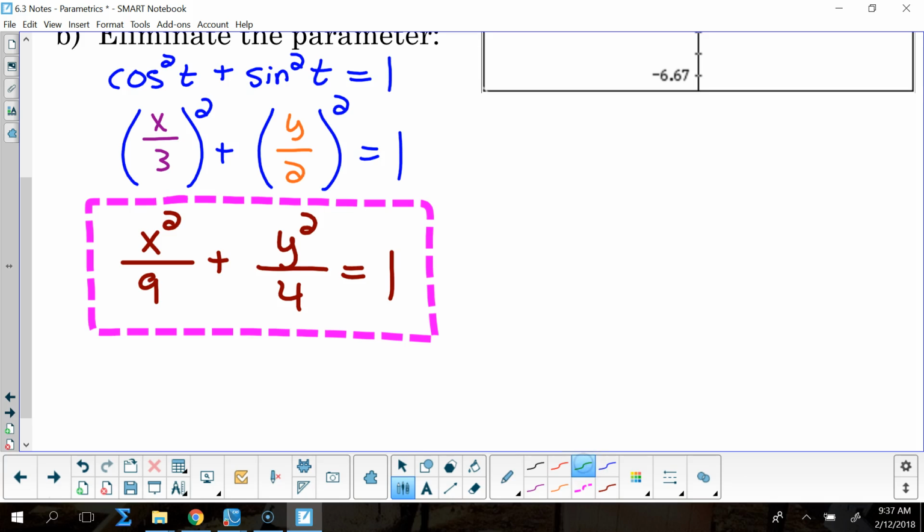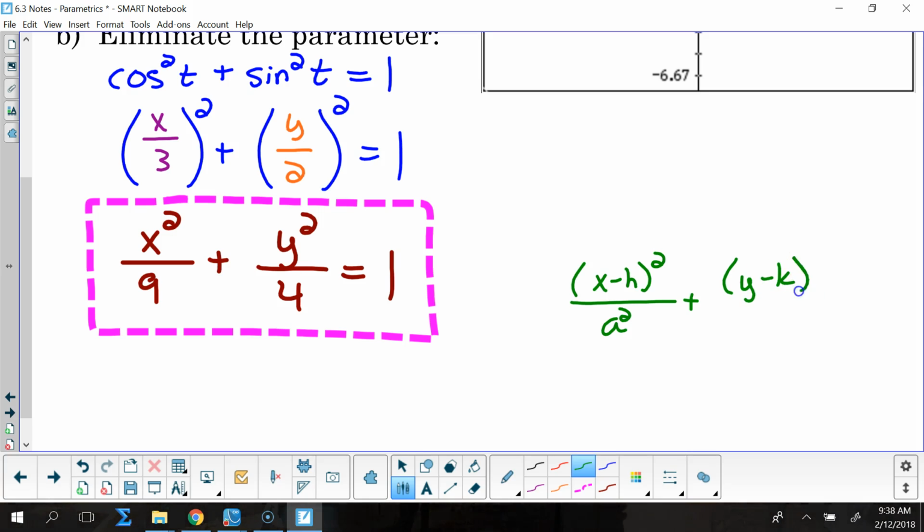The algebraic form of an ellipse is a little more complicated only because a and b are different numbers. If they were the same, then it would be a circle. Okay?